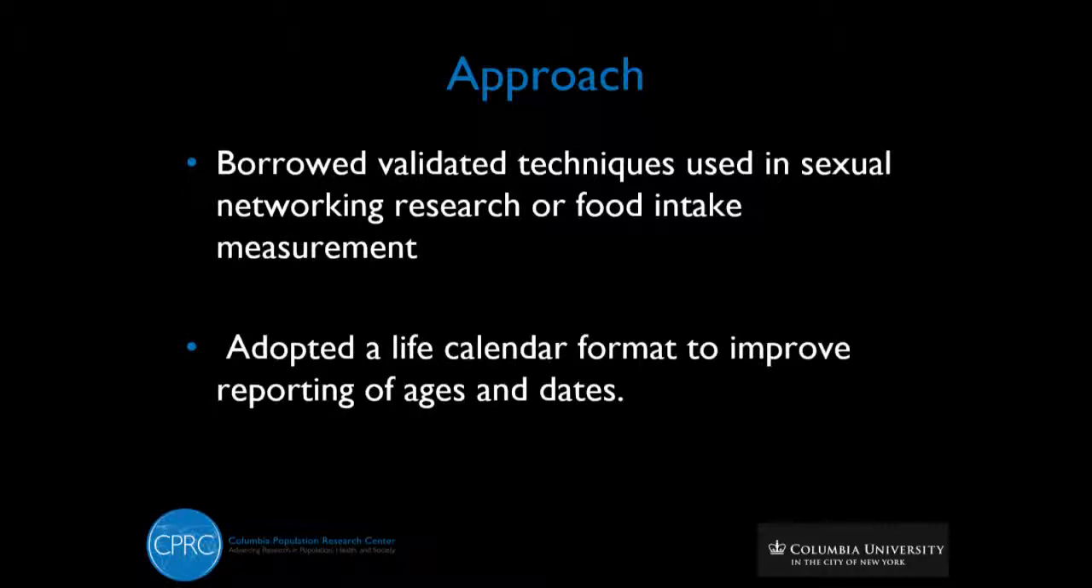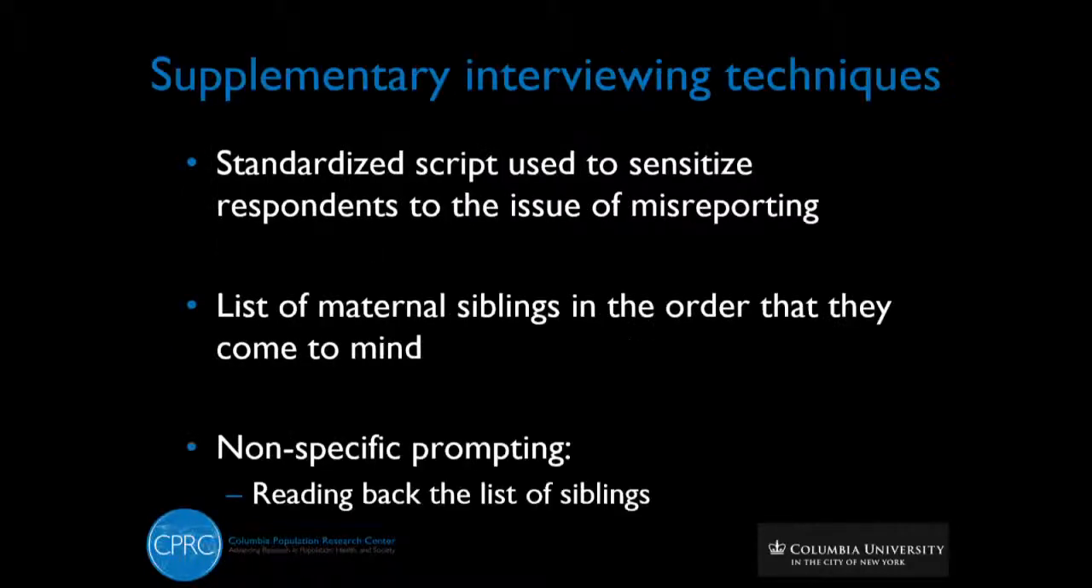We borrowed well-known techniques, for example, that people use in sexual networking research, which is what I used to do in the not too distant past, or for example, food intake measurement and things like this to try and improve the reporting of events or activities. And the other thing that we did is that we adopted what's known in survey research as a life calendar or event history calendar to try and record the dates of events and the ages of siblings a bit more accurately than just saying this took place 10 years ago, this took place 20 years ago, my brother is 50, my brother is 30. Okay, so that was our approach.